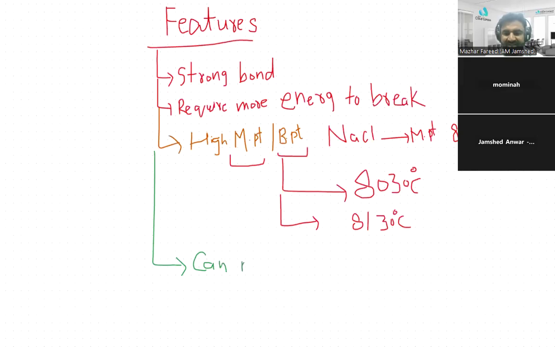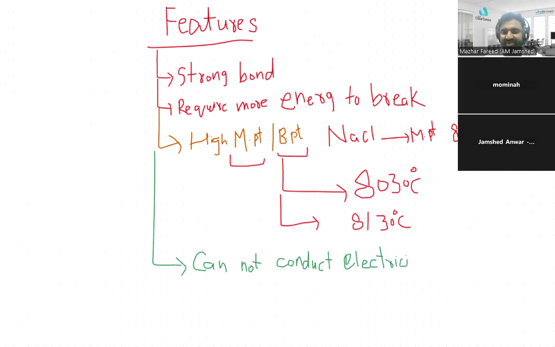Cannot conduct electricity. Okay. Why? What is the reason behind it? Is it because when they're solid, then they don't have any delocalized electrons? But the factor that needs to be explained, why they are unable to conduct electricity, is the strongest electrostatic force of attraction.